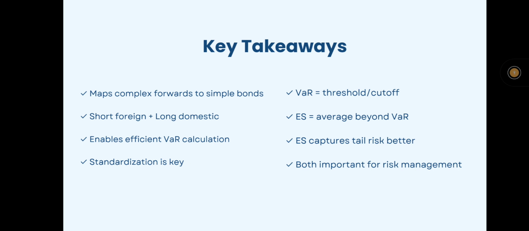Alright, let's wrap up the key takeaways. For forward contract mapping, we map a complex forward to simple bonds by creating a short foreign bond position and a long domestic bond position. This enables efficient VaR calculation through standardization. For VaR versus expected shortfall, VaR gives you a threshold or cutoff. ES gives you the average loss beyond that threshold. ES captures tail risk better, which makes it more informative for extreme scenarios. Both are important risk management tools that serve different purposes.